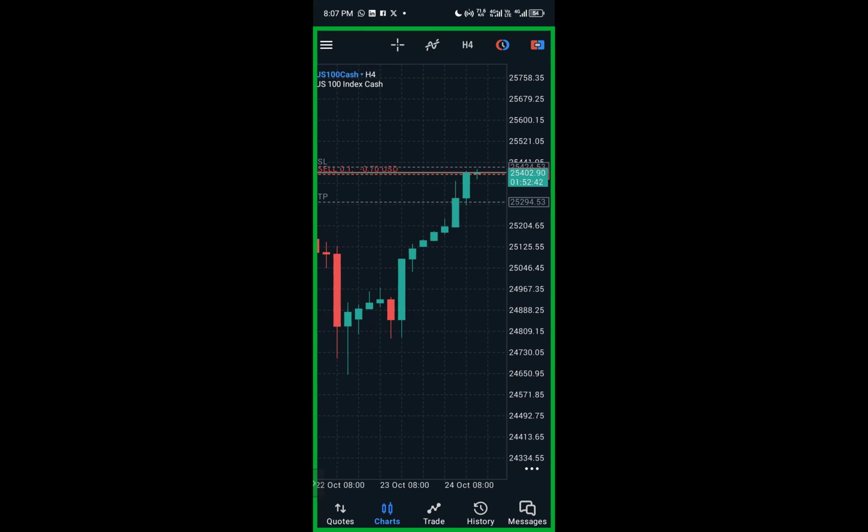Now, the good thing is when you click on the SL that you set, it will tell you how much you are losing on this trade. Click on the SL. Just tap it. The stop loss. Can you see? You are going to lose how much?